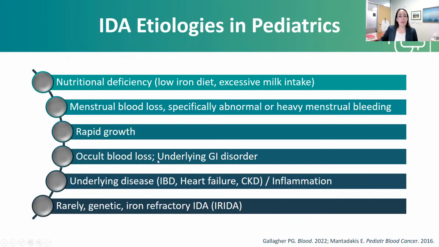Any kind of occult blood loss from the GI tract or underlying GI disorder can cause poor absorption or ongoing GI blood losses, which are two mechanisms that can cause it. Many GI disorders also have underlying inflammation, like inflammatory bowel disease. And this is also true in patients with heart failure or chronic kidney disease, who have multifactorial reasons for becoming anemic. And then very rarely there is a genetic condition called iron refractory iron deficiency anemia, or IRIDA. This is extremely rare, but in those patients, they have excessive hepcidin production and cannot absorb or utilize iron very well.